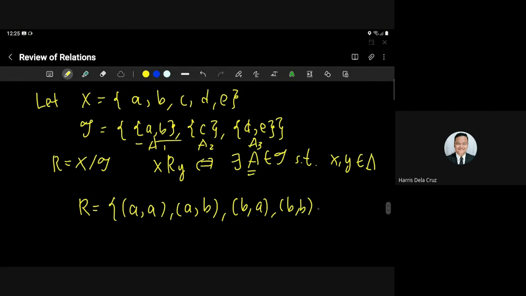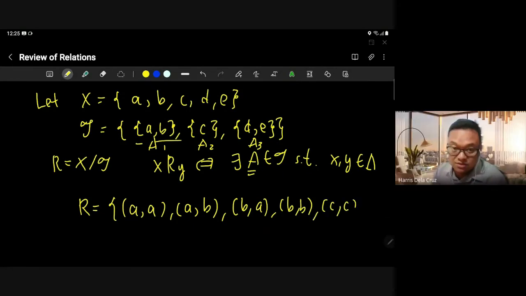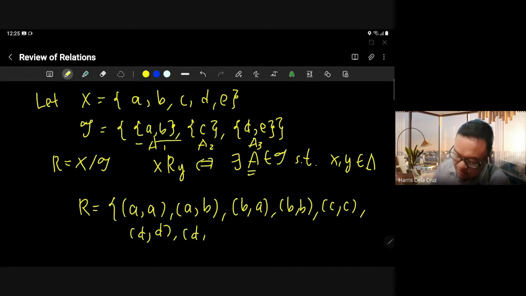So, ano naman yung mga elements ng R na ma-induce ng A sub 2? Well, isa lang naman yung A sub 2, C lang. So, dapat yung C related sa sarili niya. Wala siyang ibang ka-element or related. And finally, sa A3, ano yung mga elements na ma-induce dahil sa A3? So, si D, dapat related sa sarili niya. Dapat related din siya sa iba pang mga elements ng set. And finally, si E, dapat related kay D.